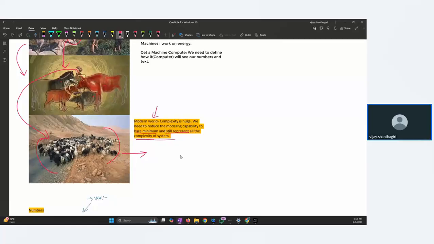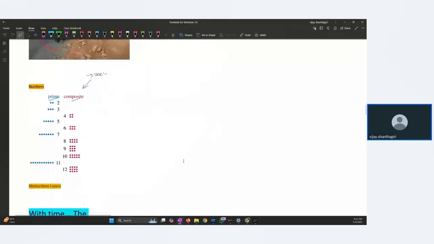This is the takeaway. See what is written here? Modern world is complex, right? You agree? We need to reduce the modeling capability, meaning make it so simple, so bare minimum, yet be able to represent all the complexity of the system. That's why you see complex math. So once you start understanding these symbols, everything is cool.